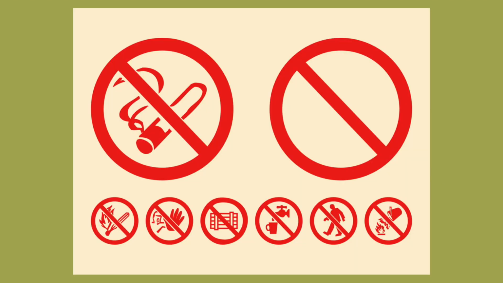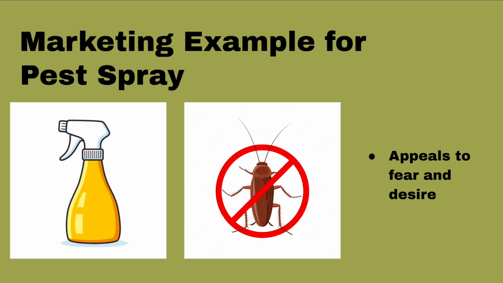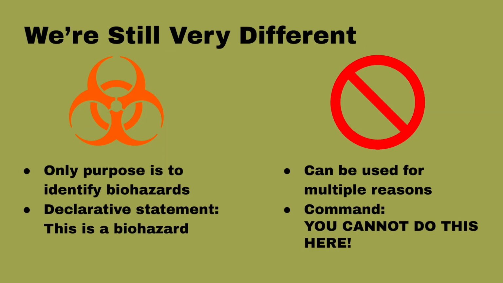The prohibition symbol can be used to create an endless amount of signs with different meanings, and it can also be used for marketing purposes as well. For example, if a company were advertising pest control spray, they would probably use the prohibition symbol alongside an icon of a bug. This uses appeal to desire and appeal to fear, since the person who is buying the pest spray does not want to live in an environment that is infested with bugs. Another key difference between these two symbols is the statements they make.